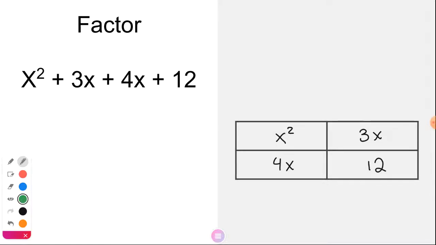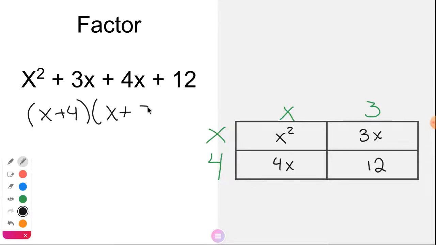Then we're looking for the greatest common factors to factor out of each piece. So on the bottom, the 4x and the 12, they both have a 4 in common. The next piece, x squared and 3x, they have an x in common, that's it. Our next boxes, we have x squared and 4x. They also have an x in common. And then our next boxes, we have 3x and 12. They have a 3 in common. So our factored form for this polynomial is going to be x plus 4 times x plus 3.